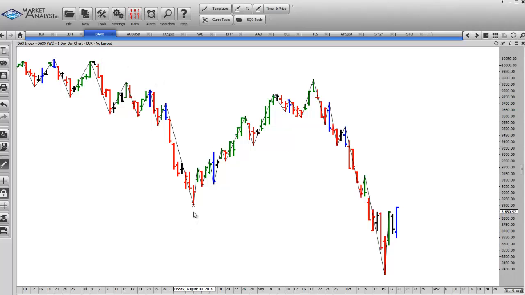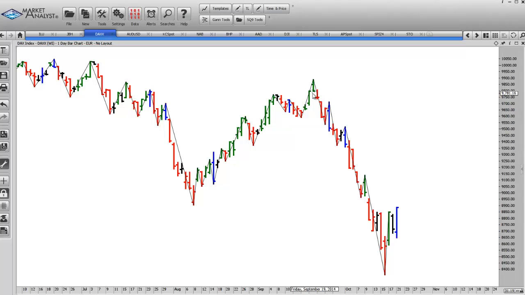This particular pullback continued on until August 8, when we get 1, 2, 3 higher swing lows, higher top, higher bottom swings, and finally the market continues to rally up. So again, another important signal through this particular area.